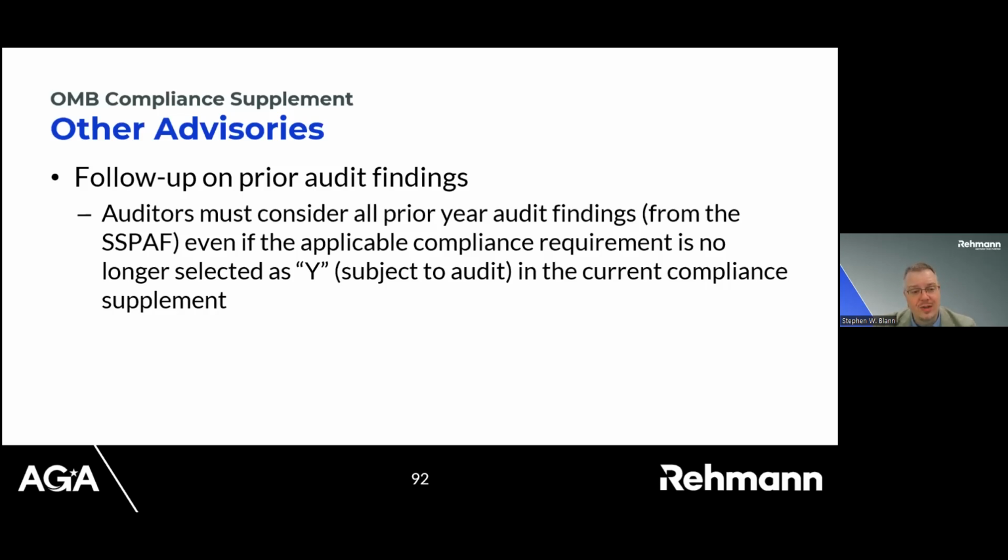Well, the way the rules are written now, auditors need to follow up on all prior audit findings, even if that's not a major program this year, and even if that particular compliance requirement is no longer subject to audit this year. So there's an expectation that the auditor would at least check to see if the corrective action that was described in the prior year was taken. You're not necessarily going to do a full-blown test, but you're at least going to look to see if the corrective action they say that they took actually took place.